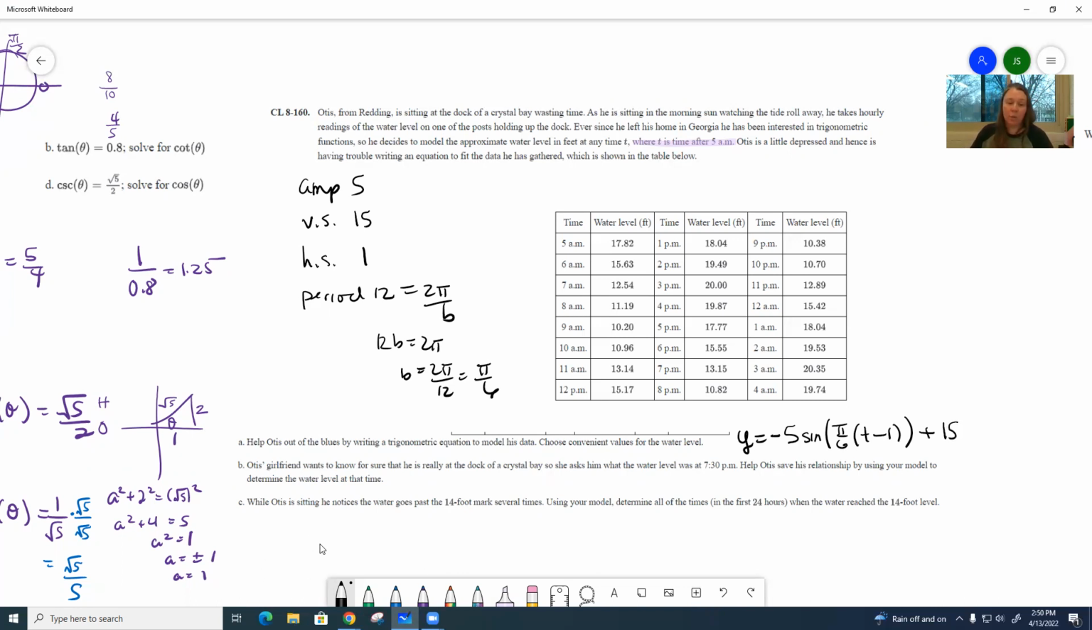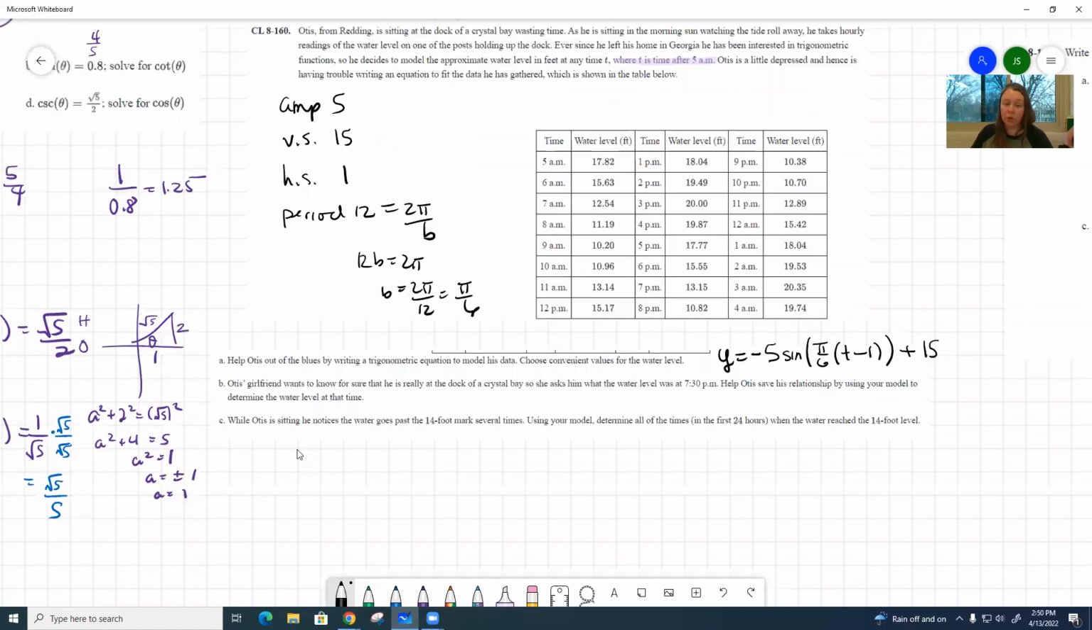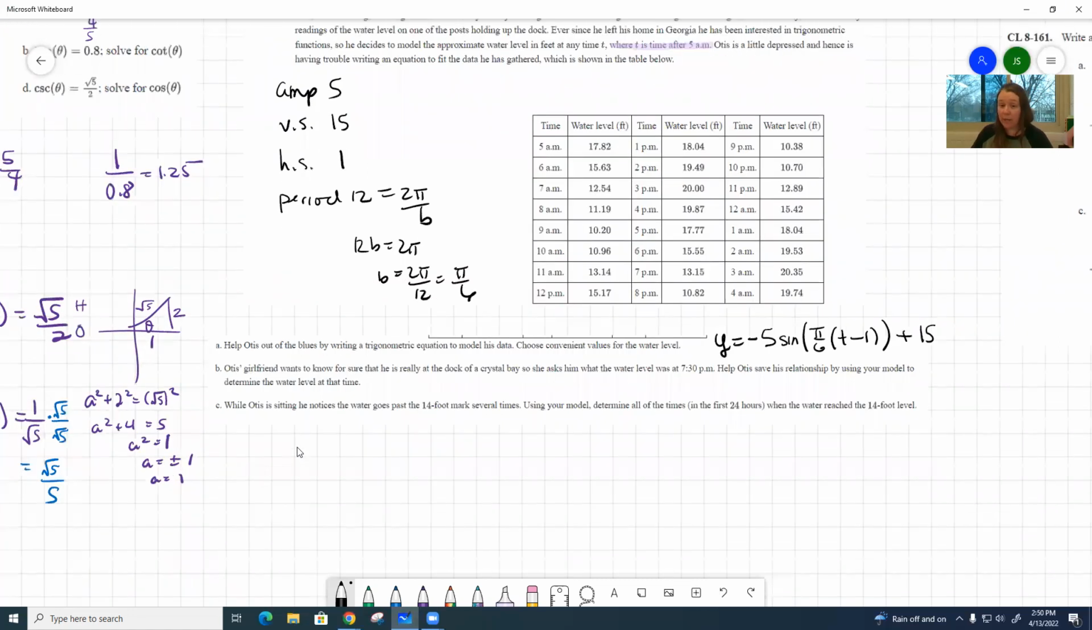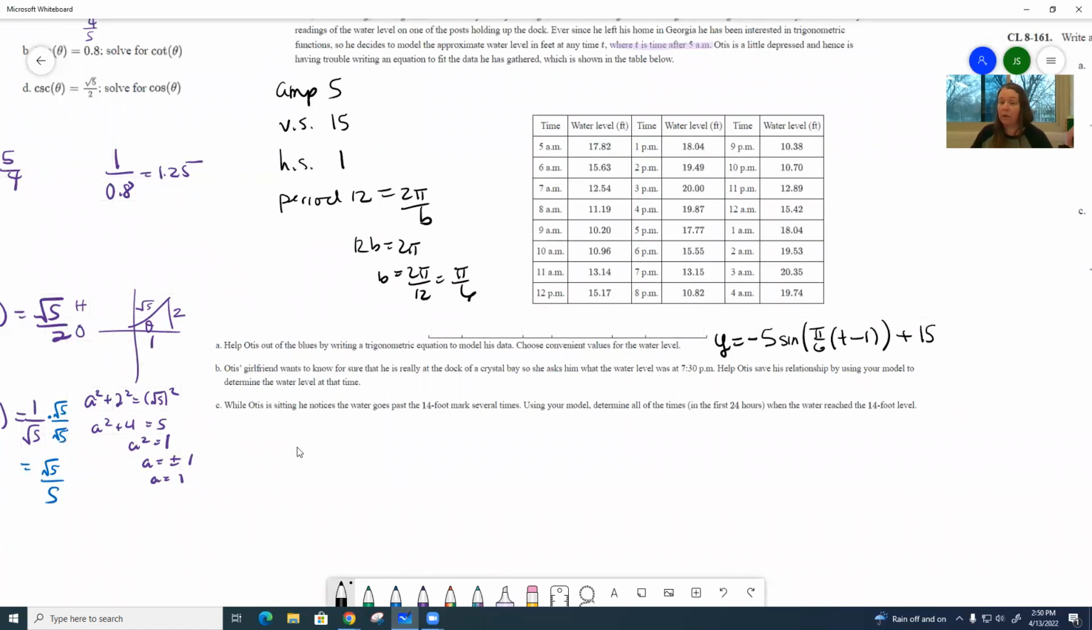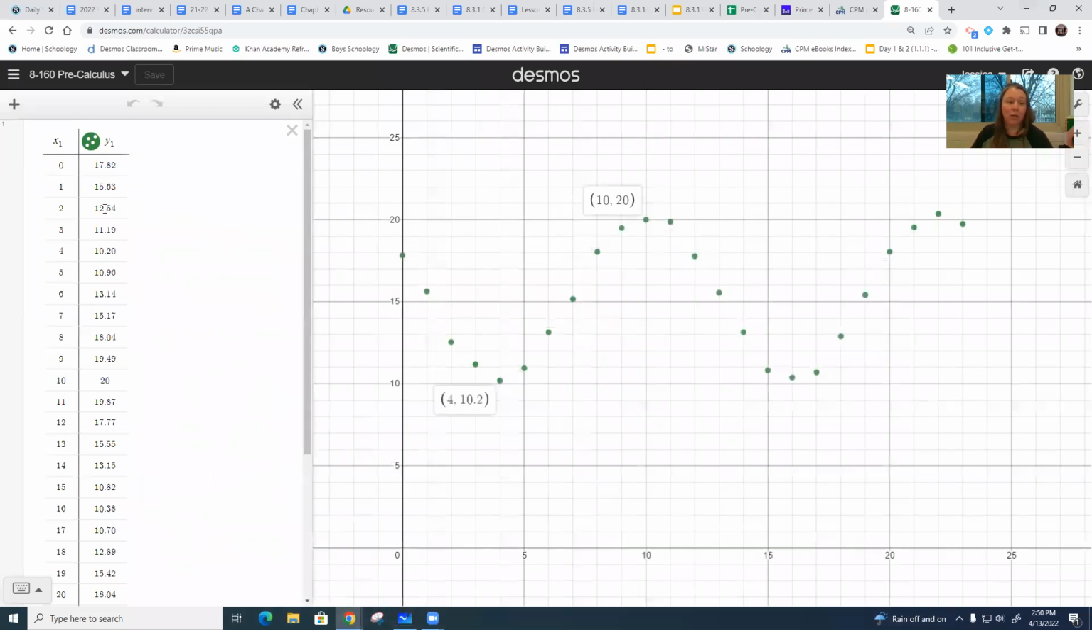All right, and then part B says Otis's girlfriend wants to know for sure that he is really at the dock of the Crystal Bay. So she asks him the water level at 7:30 p.m. So 7 p.m. is right here. So you have to think how many hours was that since 5 a.m. And I want to know 7:30. So, and it might even help to look back at our data over here, right? to figure out what we want to substitute in.